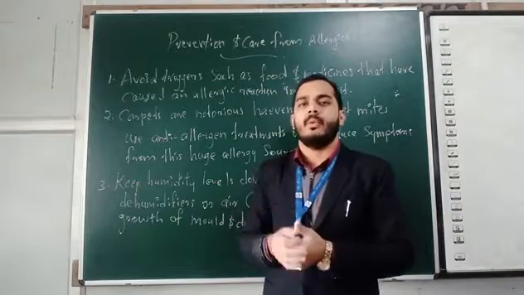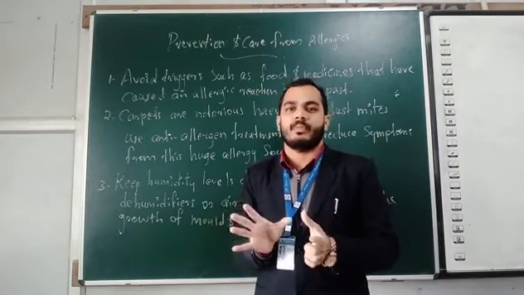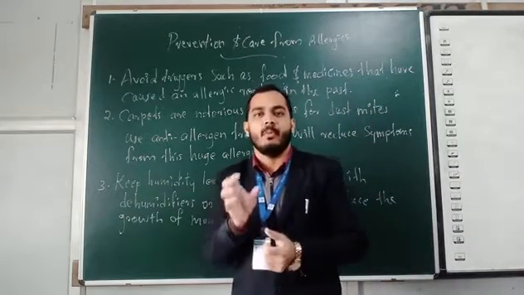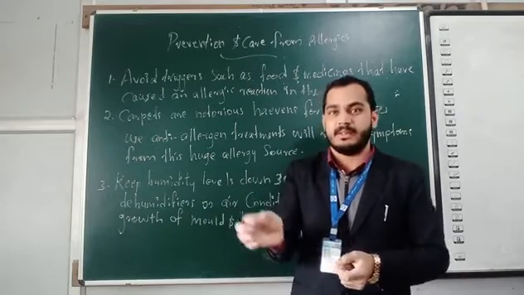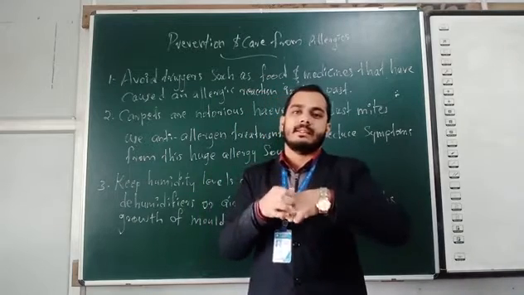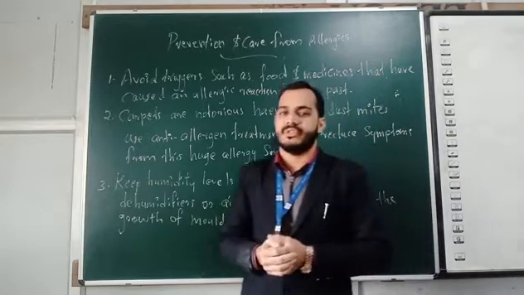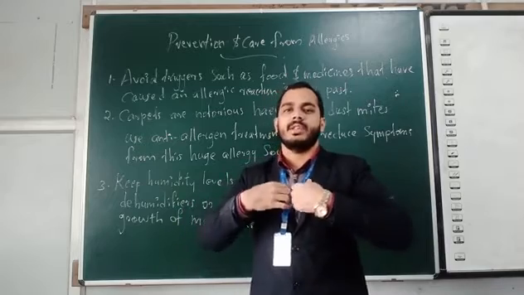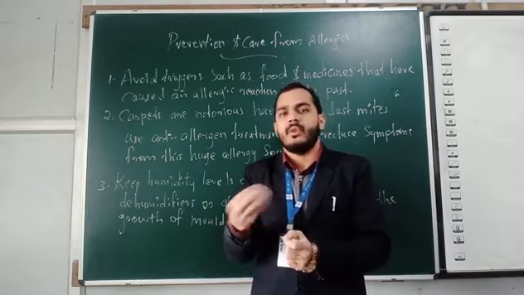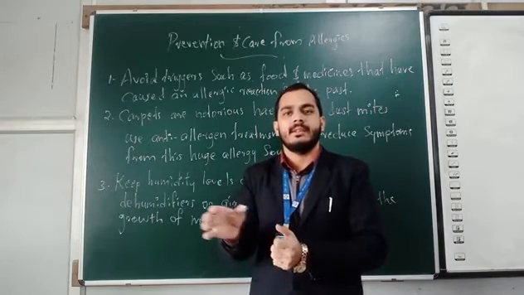Dust mites grow easily if you have dirty places. Dirty places means especially the bedroom, pillow cover and pillow, bed sheet and bed, these types of places, where dust mites grow easily. Why? Because human dead skin is food for the dust mite. We human beings change our dress and we are also itching and whatever we are doing, so lots of dead skin falls off the body. So this is food for the dust mites.